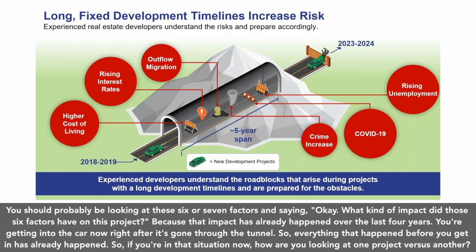You should probably be looking at these 6 or 7 factors and asking what kind of impact those factors had on this project. Because that impact has already really happened, right? Over the last 4 years, you're getting into the car right after it's gone through the tunnel. So everything that happened before you get in has already happened.